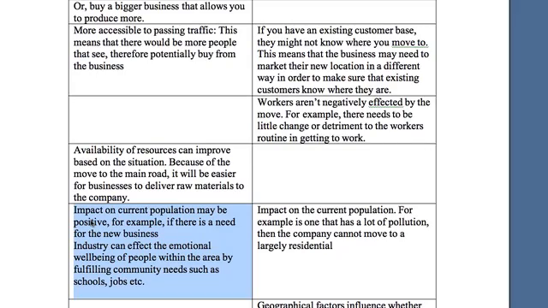However, it could also be negative in terms of if the company has a lot of pollution, then you wouldn't want them living next door to your house, would you?